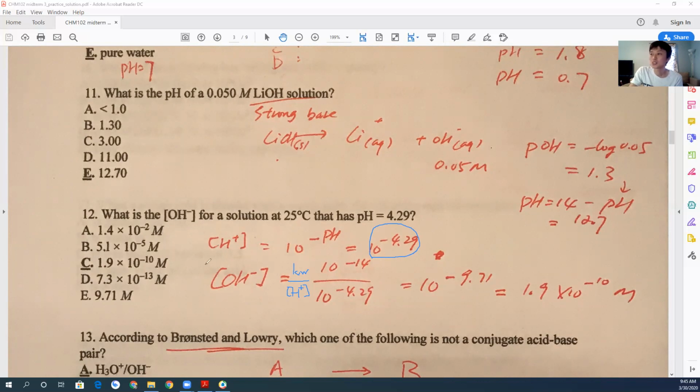Another way you can solve this problem is to first calculate pOH. pOH is equal to 14 minus pH, so 14 minus 4.29, and you get the pOH, which is 9.71. For hydroxide, it's going to be 10 to the negative pOH, so that will be equal to 10 to the negative 9.71. So you're going to get the same answer. Okay.